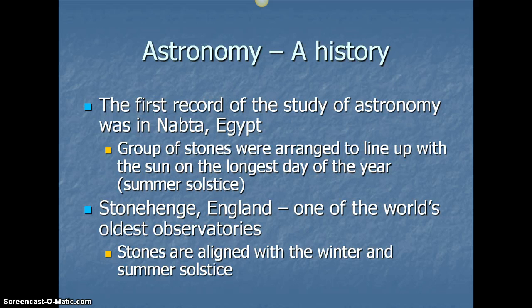If you're taking notes, writing these down, you don't need to write this particular slide down. It just gives you a background. The first record of the study of astronomy was in Egypt. There were a group of stones that were arranged to line up with the sun on the longest day of the year, which is called the summer solstice. And then Stonehenge, England, one of the world's oldest observatories, the stones are aligned with the winter and summer solstice.